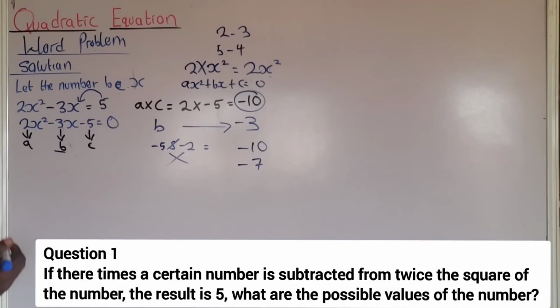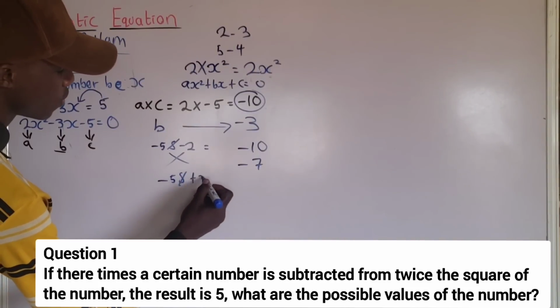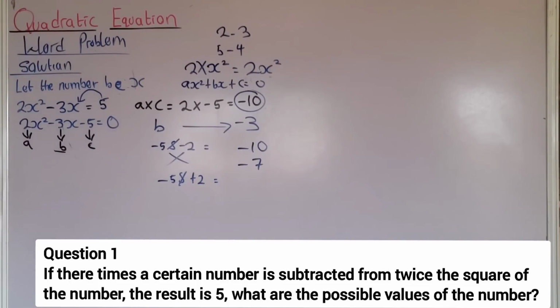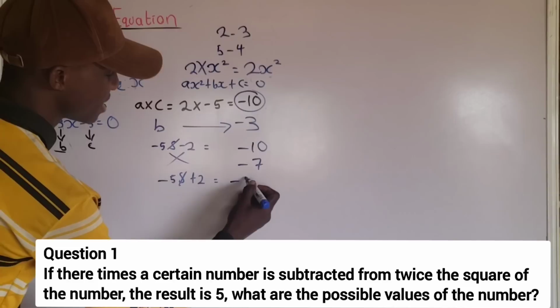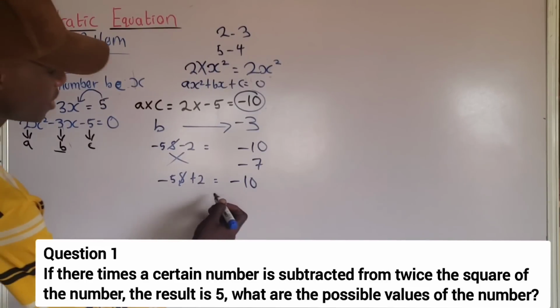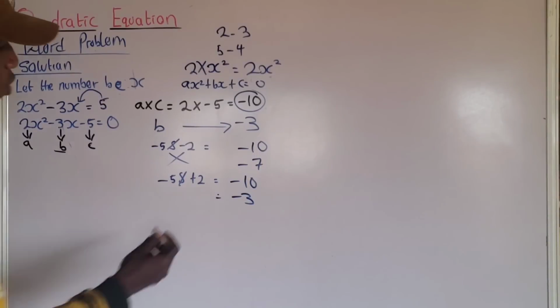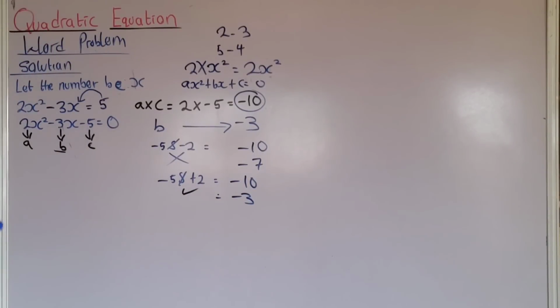Let us use negative 5 and positive 2. Negative 5 times positive 2, that is negative 10. Negative 5 plus 2, that will be negative 3. You can see that this gives us what we are looking for. So we are going to make use of negative 5 and 2.